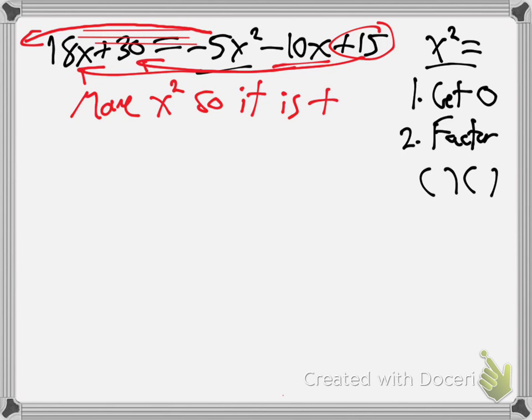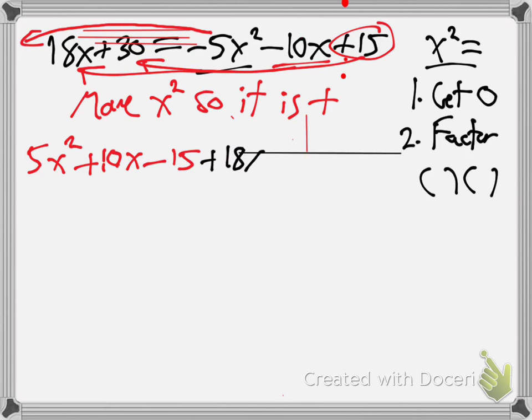Why am I doing that? Because that'll make the x squared term positive. That's just a lot easier. So when things jump to the other side of the equal sign, they change signs, don't they? So it'll become a positive 5x squared plus 10x minus 15. So those three jumped over and changed signs. And then there's also the positive 18x and the positive 30 that were already there.